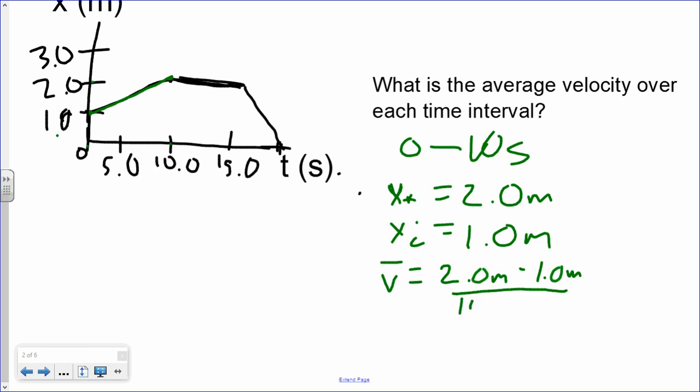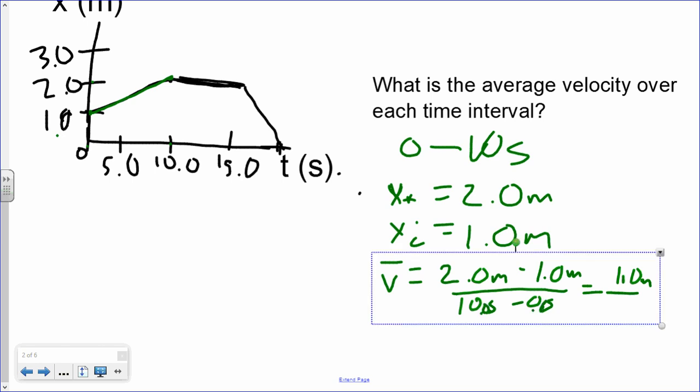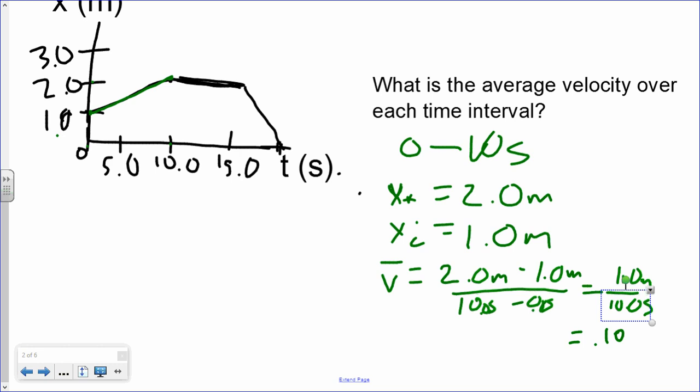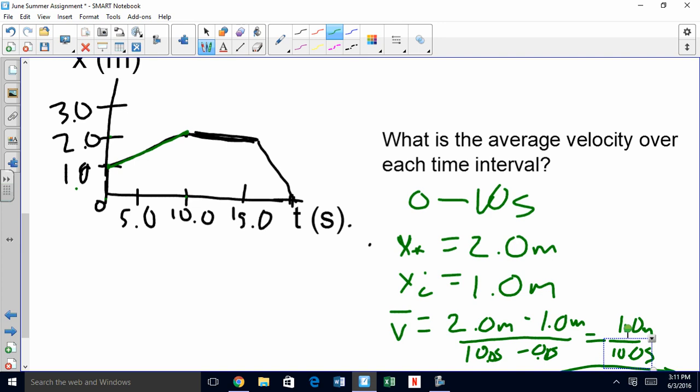Delta t would be 10 seconds minus 0 seconds, which is 1.0 meters divided by 10.0 seconds, which would be 0.10 meters per second. I'm putting the 0 there to represent that there's 2 significant digits. If you feel rusty on significant digits, don't worry about it too much with this lesson. We'll worry about it when school starts, and I'll be happy to help you with those.